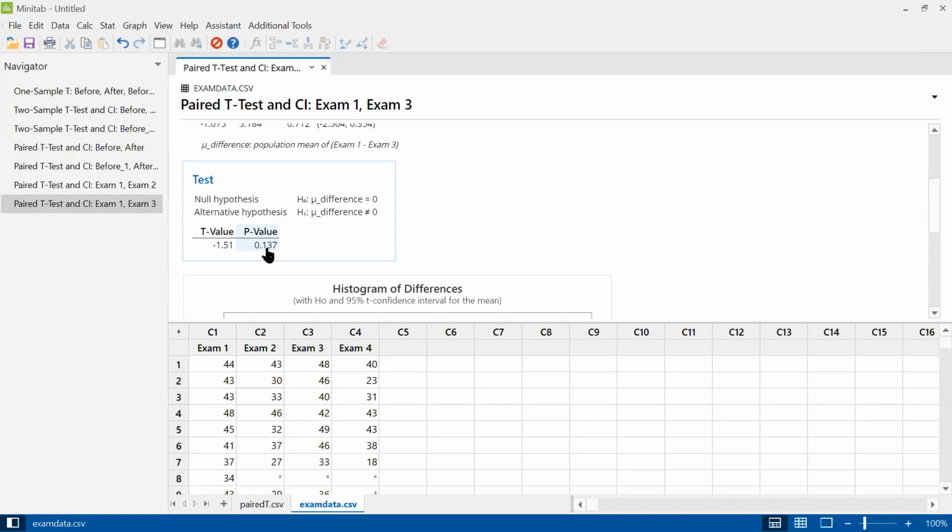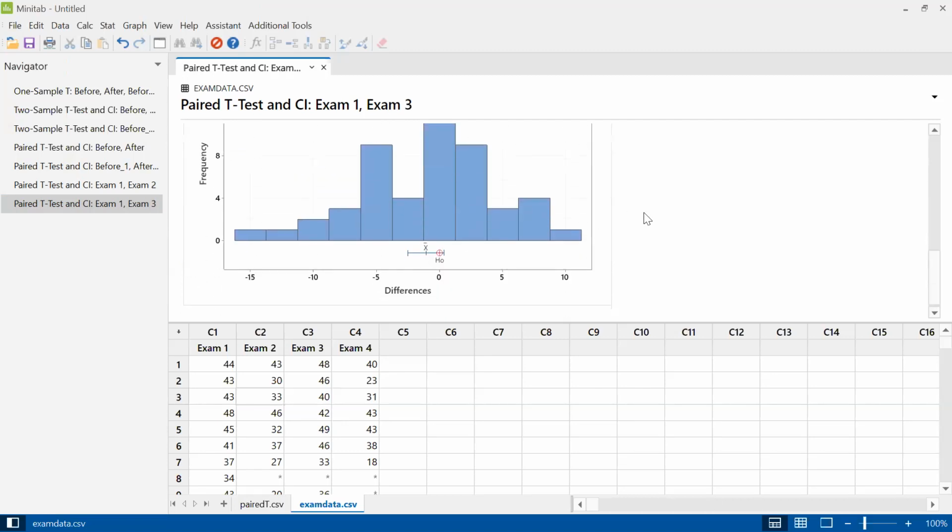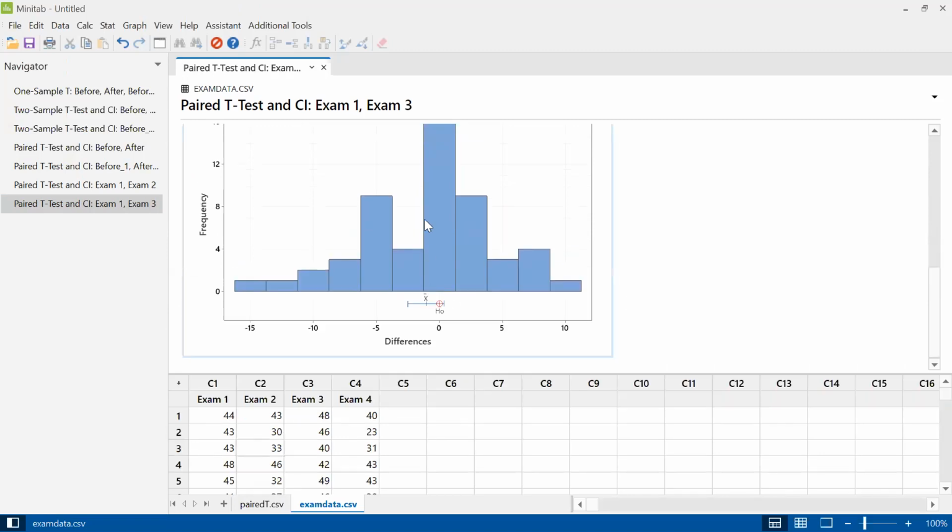So the null hypothesis could definitely be true, that they have similar difficulty. Now let's look at our histogram of the differences. This little dot is at 0. A lot of people had the same score between exam 1 and exam 3. A bunch of people had higher scores. A bunch of people had lower scores.